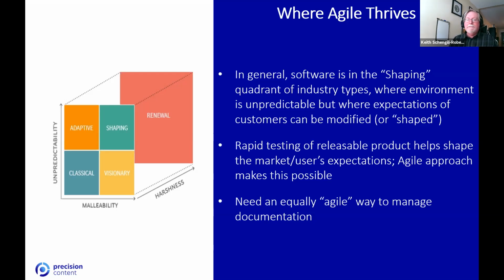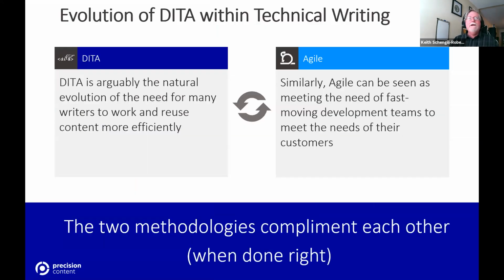And for me, that actually provides a nice idea as to how Agile best fits within software development practices, and also with data management, data management of tech docs. So now we're going to talk a little bit more about the DITA aspect of things, the evolution of DITA within technical writing. DITA is arguably the natural evolution of the need for many writers to work and reuse content more efficiently. And similarly, Agile can be seen as meeting the need of fast-moving department teams to meet the needs of their customers. So the two methodologies complement each other when things are done correctly.